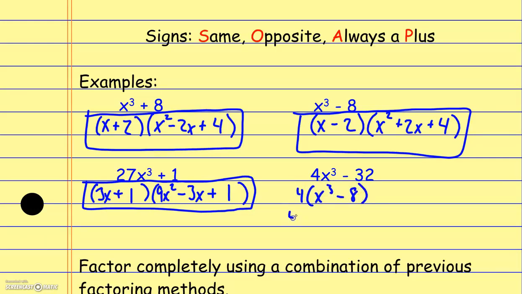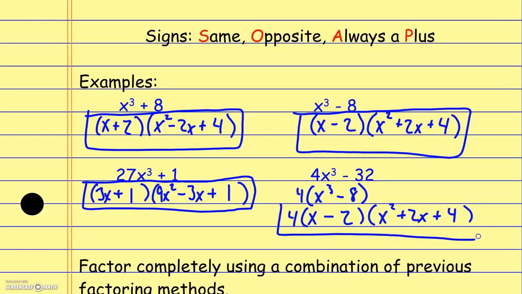And now x cubed minus 8, that is a difference of cubes. I can factor it into a binomial and a trinomial. This sign is the same. This one's the opposite. This one's always a plus. The cube root of x to the third is x. The cube root of 8 is 2. When I take that first piece and square it, it's an x squared. When I take the second piece and square it, it's a 4. And then when I multiply the two pieces, it's a 2x. Okay? So again, we're memorizing that pattern.